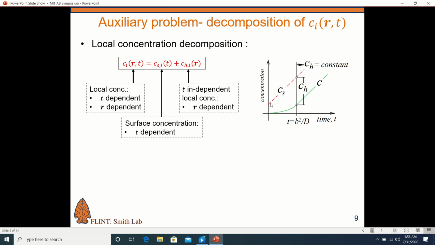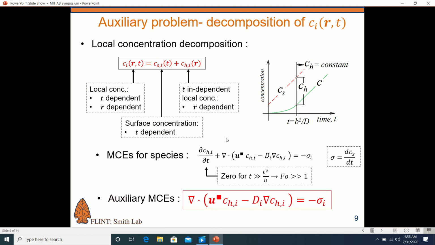Here we see that if we change the surface concentration with time, then we expect that at any location the concentration will catch up with the surface concentration, and the difference between these two concentrations will become time independent. If we assume that and substitute it into our mass conservation equation, then that equation turns out to be this form. So the unsteady equation is transformed into a steady equation with a source term, where this source term is basically the rate of change of surface concentration.